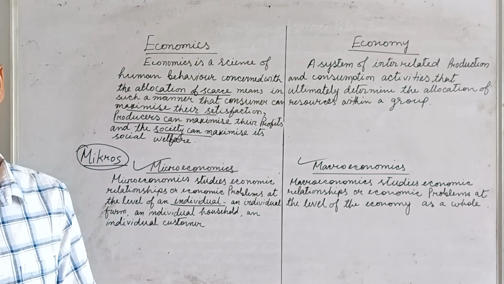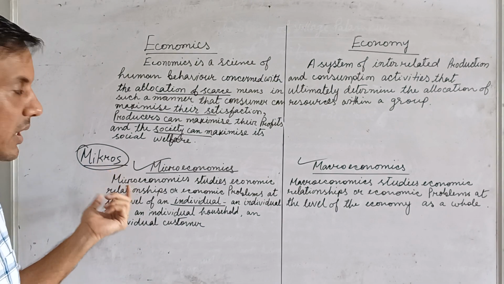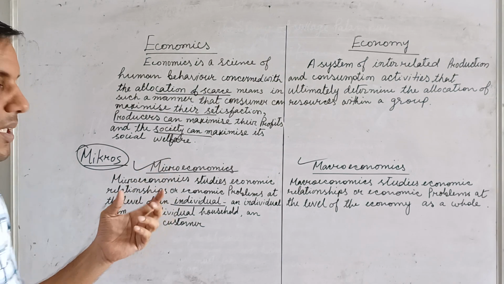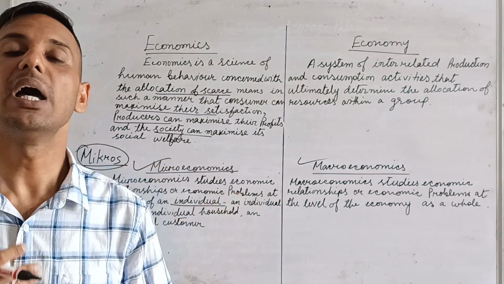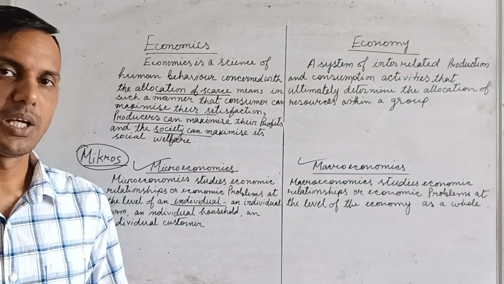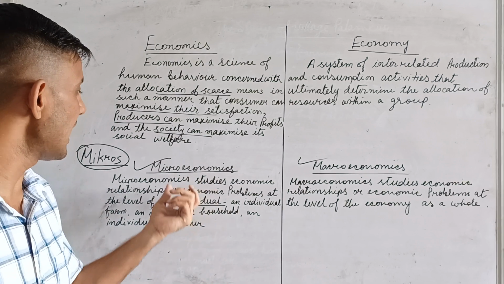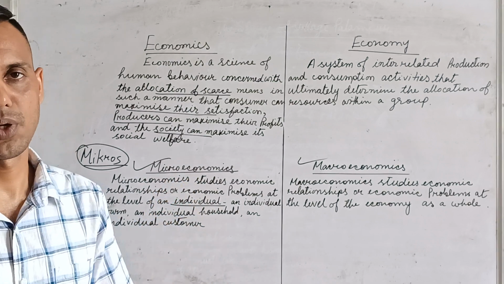Micro means small, and the word micro comes from the Greek word mikros. And what is microeconomics? It means we discuss the individual part only, not the whole. Easy? So wage determination and price determination are examples of microeconomics.